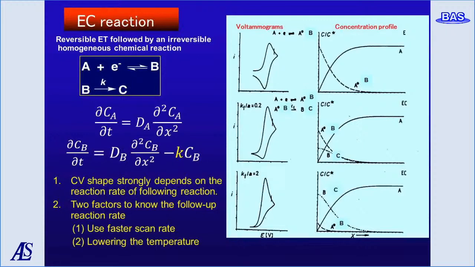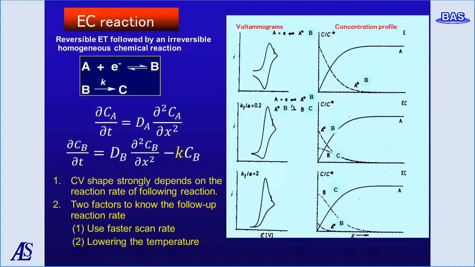The diffusion equations at the electrode, which determine the current, are shown here. The first order rate constant K is involved in the diffusion equations. Increasing the homogeneous reaction rate K, the reverse peak height becomes smaller because the concentration of reduced species B is decreased by the reactions. This is a characteristic of the CV shape of the EC mechanism.